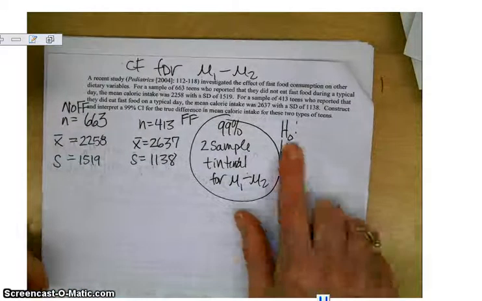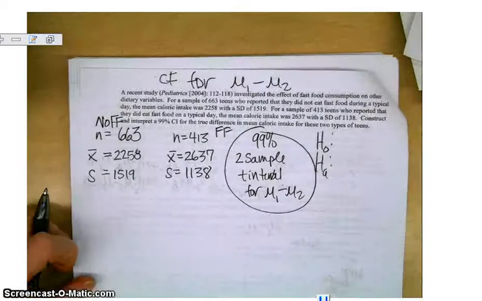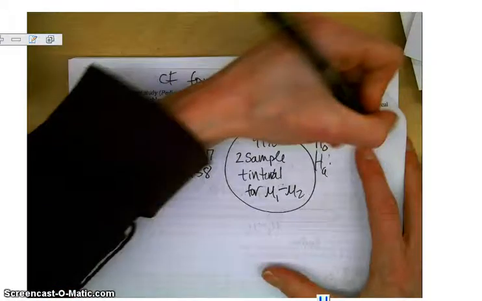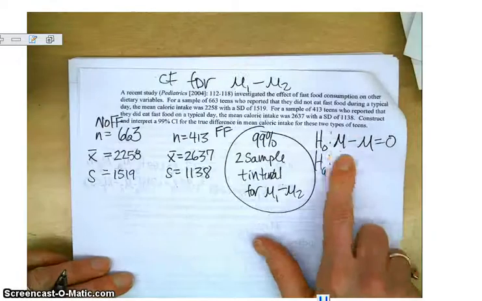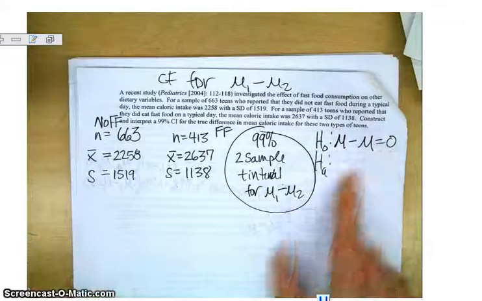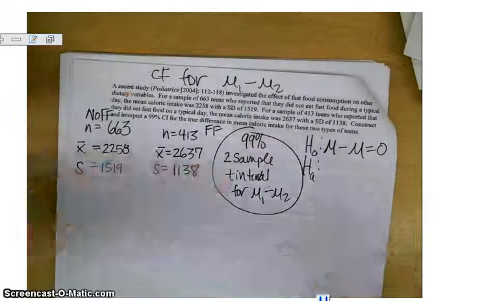So our null hypothesis here is going to be that the mean difference, now we better come up with abbreviations instead of mu1 minus mu2. But the null is always that the difference is 0. In other words, it doesn't matter whether you eat fast food or don't eat fast food, you eat the same number of calories, right? That's the null. Same number of calories no matter what you eat. And the alternative is that one would have more.